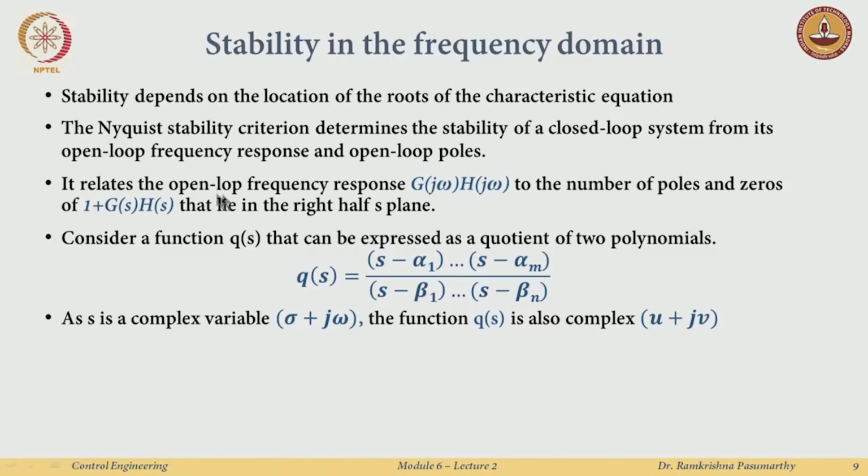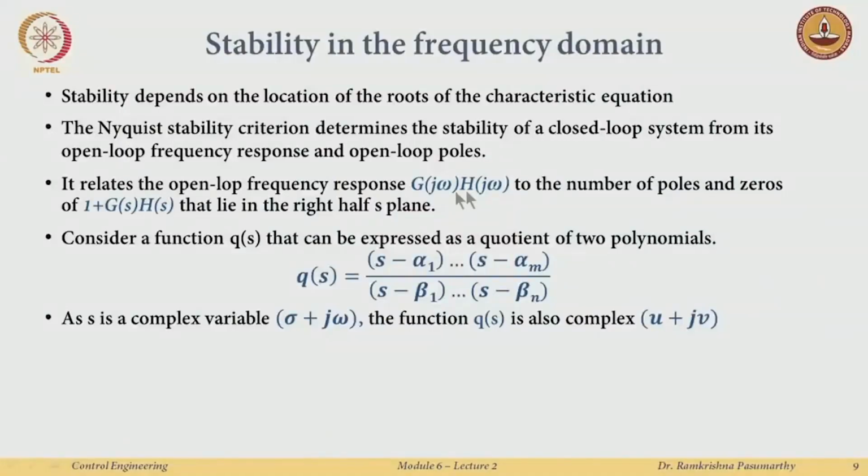Again, what does this do? It relates the open loop frequency response. This is important because I just look at the open loop transfer function G times H, and I can tell you what the closed loop behavior is. That is what Nyquist will tell us very shortly. The Nyquist plot relates the open loop transfer function, the open loop frequency response, to the number of poles and zeros that lie in the right half S plane of the characteristic equation. Now, we see how we arrive at this.